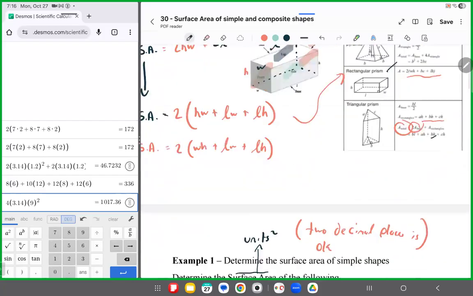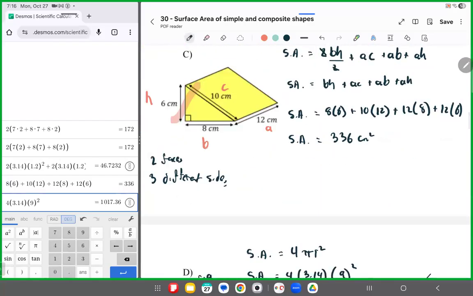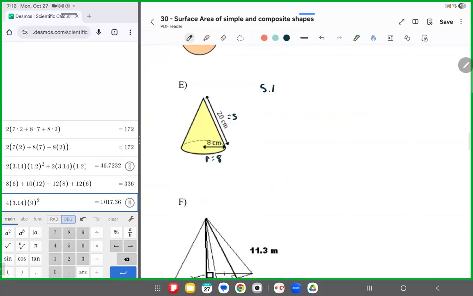Was it pi r squared plus pi rs? Yes. Okay. So the formula here, the surface area will be equal to pi r squared. So this is the area of the base plus pi rs, which is going to be the surface area of the slant, or the lateral surface area of the cone, I should say. And so we have 3.14 multiplied by the radius, which will be 8 to the power of 2, plus 3.14 times the radius, 8, times the slant, which is 20.